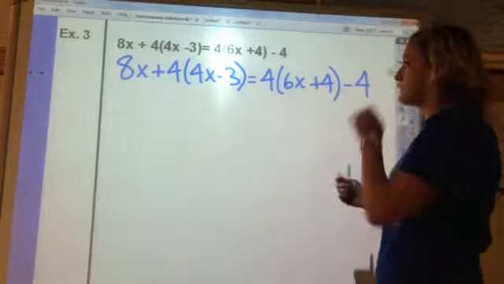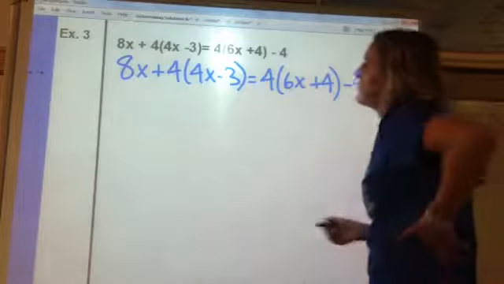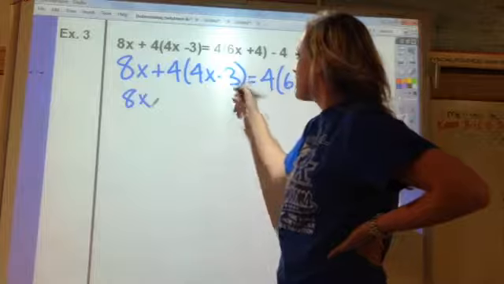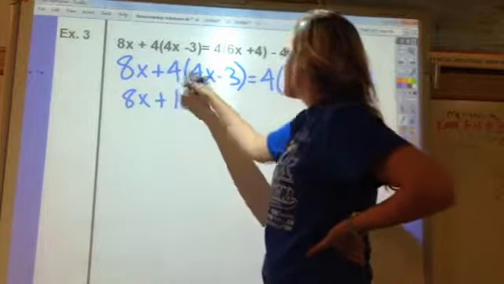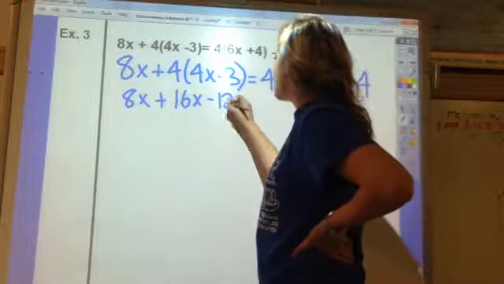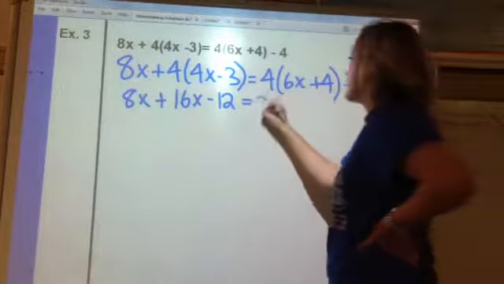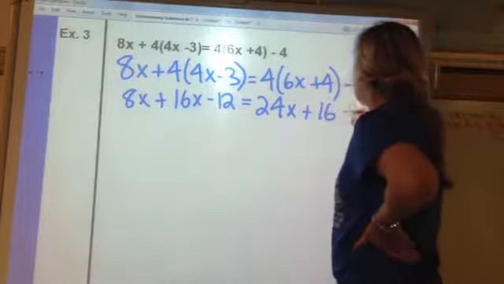Example 3. Make sure you have this one down. This one's really, really long, but we're going to distribute and we'll be good. Alright, I'm going to bring down my 8x. I'm going to go ahead and distribute through this first set. 4 times 4x will give me 16x. 4 times -3 will give me -12. Then if I distribute on this side, 4 times 6x will give me 24x. 4 times 4 will give me 16, and then I just bring down my -4.